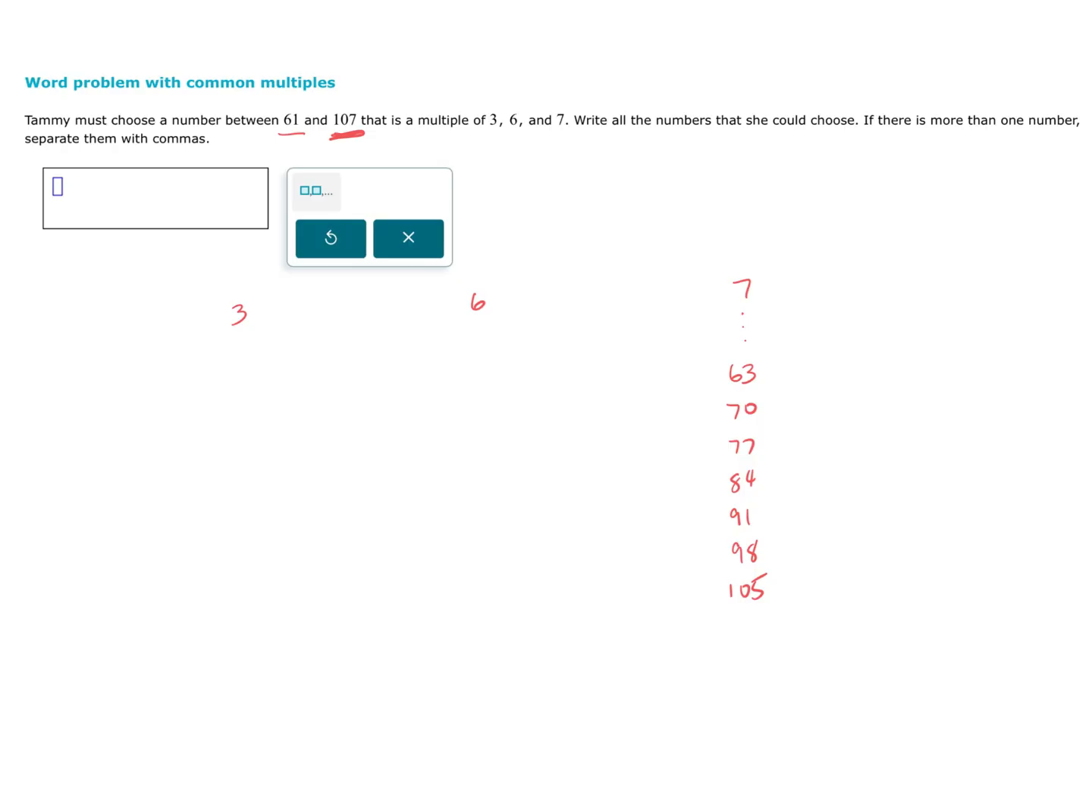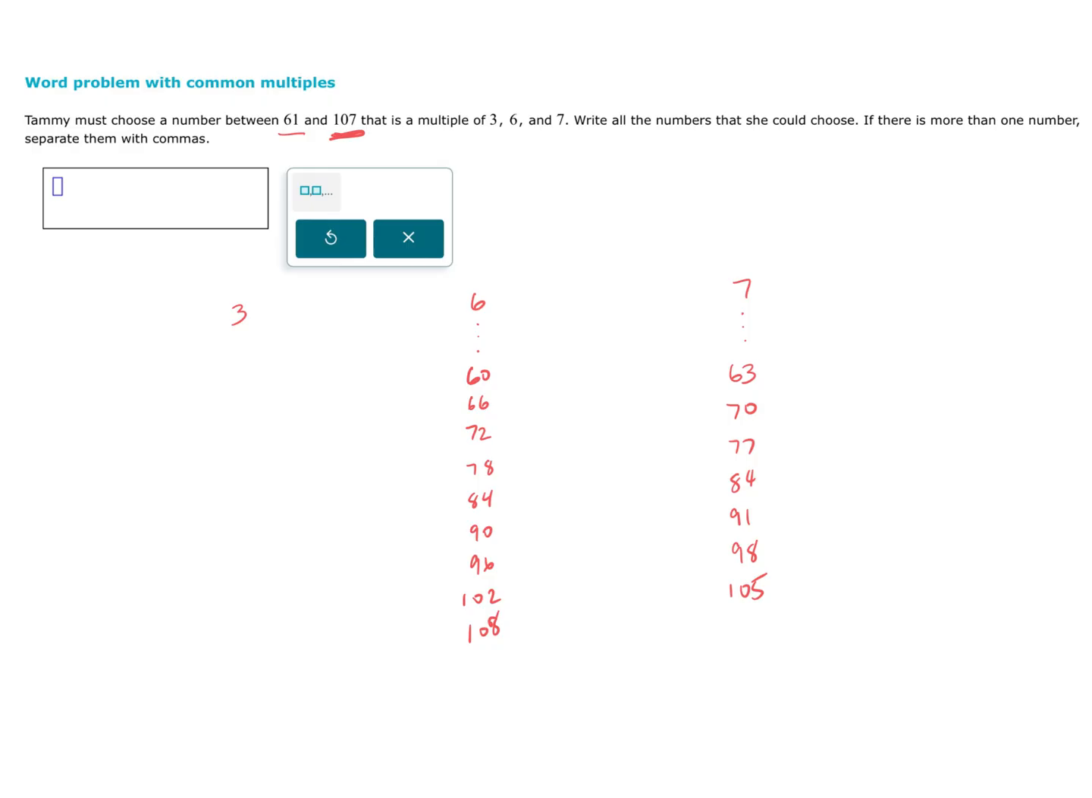Now I can look at 6, and again, I always go from greatest to least on this. With 6, I definitely don't need anything below 61, so 6 times 10 is 60, so I'm going to start there, and then we have 66, and 72, and let's see, 78, 84, 90, 96, 102, 108, and I'm already too big right there. So that last one was too big.